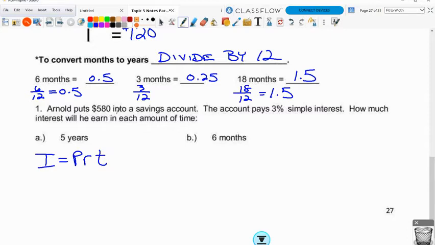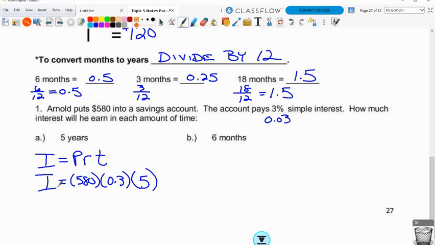Okay, they put $580 in the savings account, which is the principal amount. That's the original amount that you started with. The account pays 3% simple interest. Convert 3% into a decimal, which would be 3 hundredths. And then our time in years for letter A is 5 years. We're calculating I, the amount of interest.